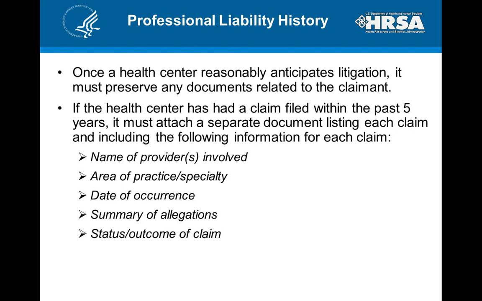The professional liability history section of the application is only one question. It asks whether you have had any professional liability claims or allegations filed against your health center and/or its employees or contractors within the past 5 years. Again, this includes any employees or contractors, and it includes both FTCA and non-FTCA claims.